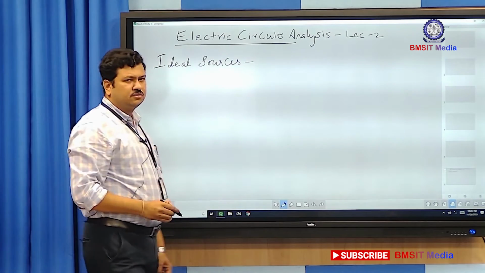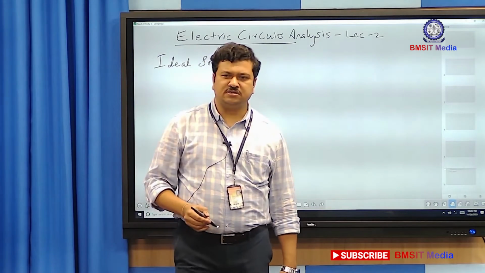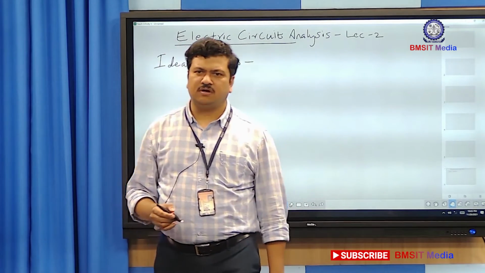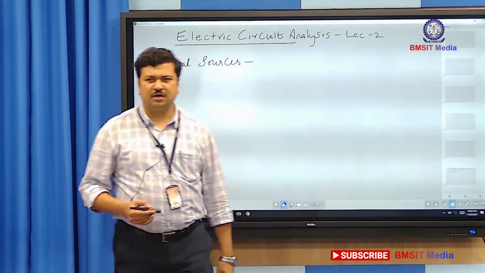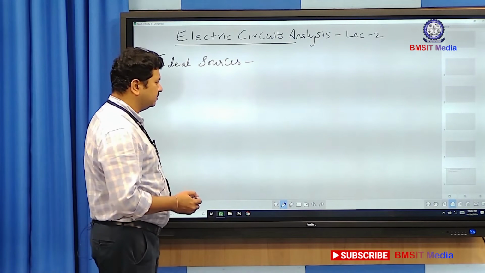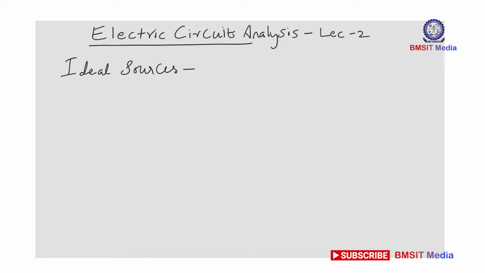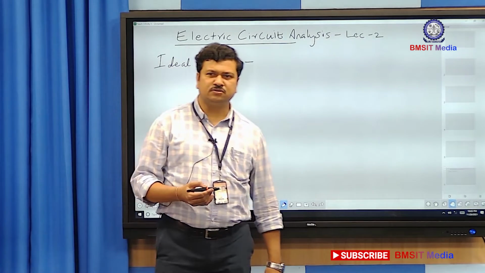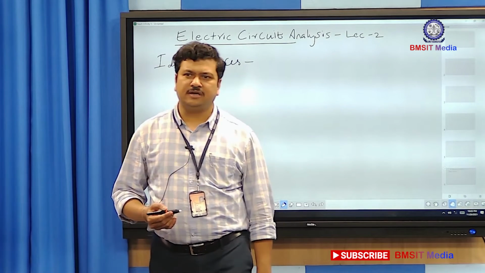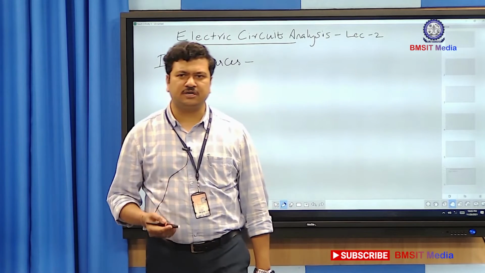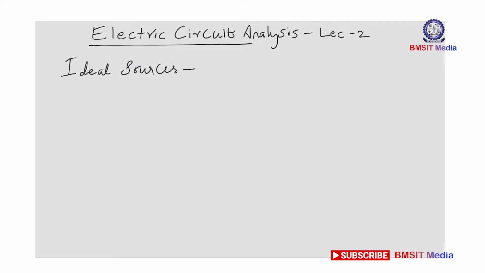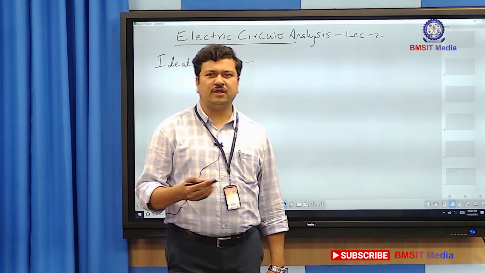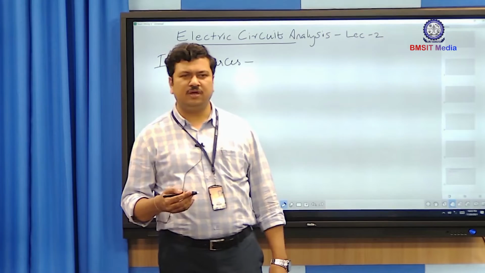Ideal sources are those which do not possess any kind of internal resistance or internal impedance. So, the sources with zero internal impedance are known as ideal sources. These sources are characterized by their source value, either current or voltage. If the source is a voltage source, it is characterized by its voltage; if it is a current source, by its current. The values of these sources will remain the same for infinite time. That is what we call sources.